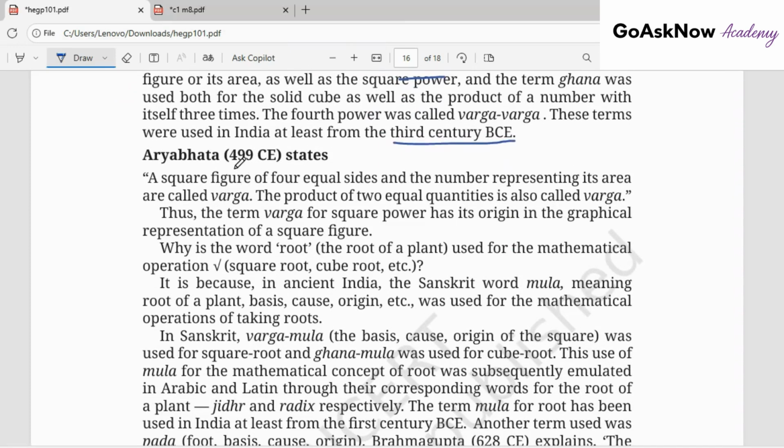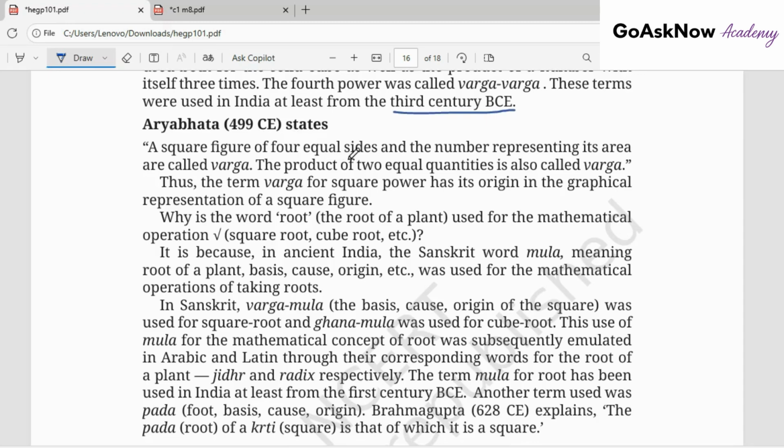Aryabhata, 499 CE, states: a square figure of 4 equal sides and the number representing its area is called varga. The product of two equal quantities is also called varga. Thus, the term varga for the square power has its origin in the graphical representation of a square figure.